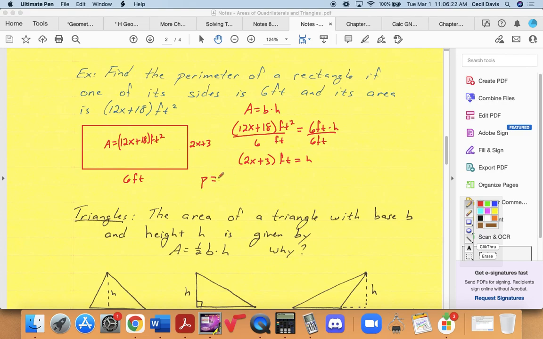The perimeter then is just the sum of all the sides. So we're going to have 2 6's and 2 2x plus 3's. Distributing and grouping the like terms, I'm going to have 12 plus another 6 is 18 plus 4x feet.